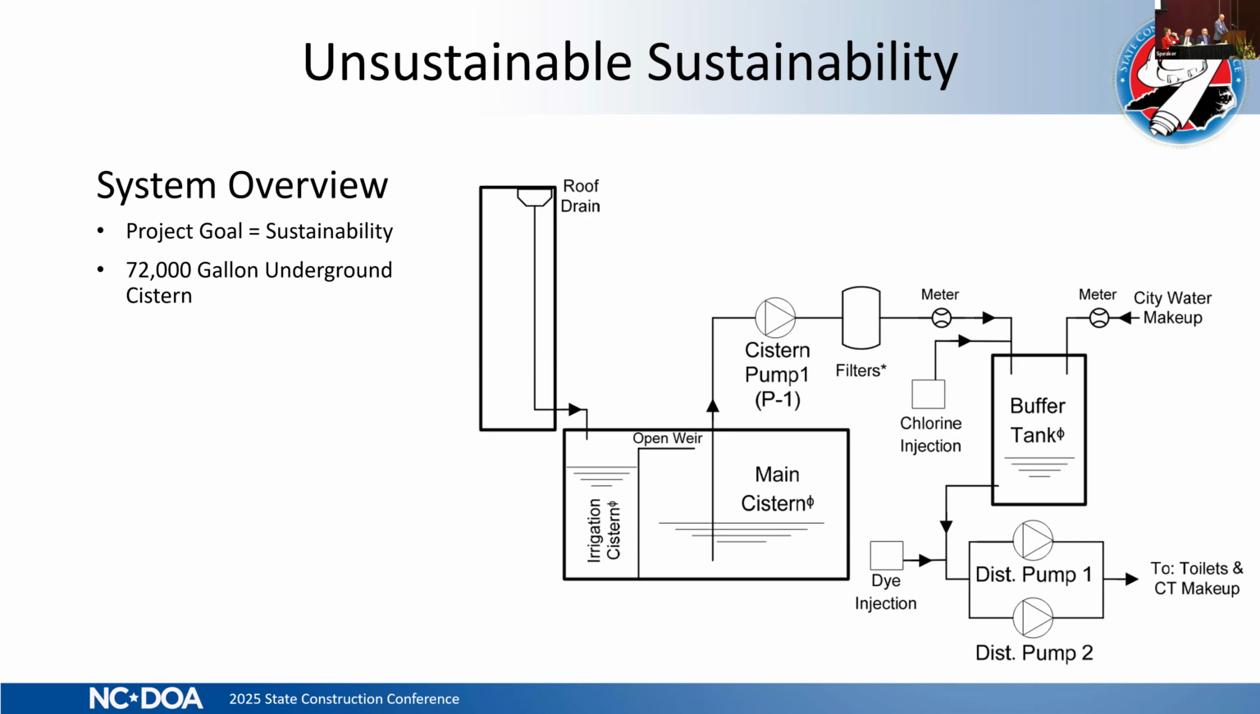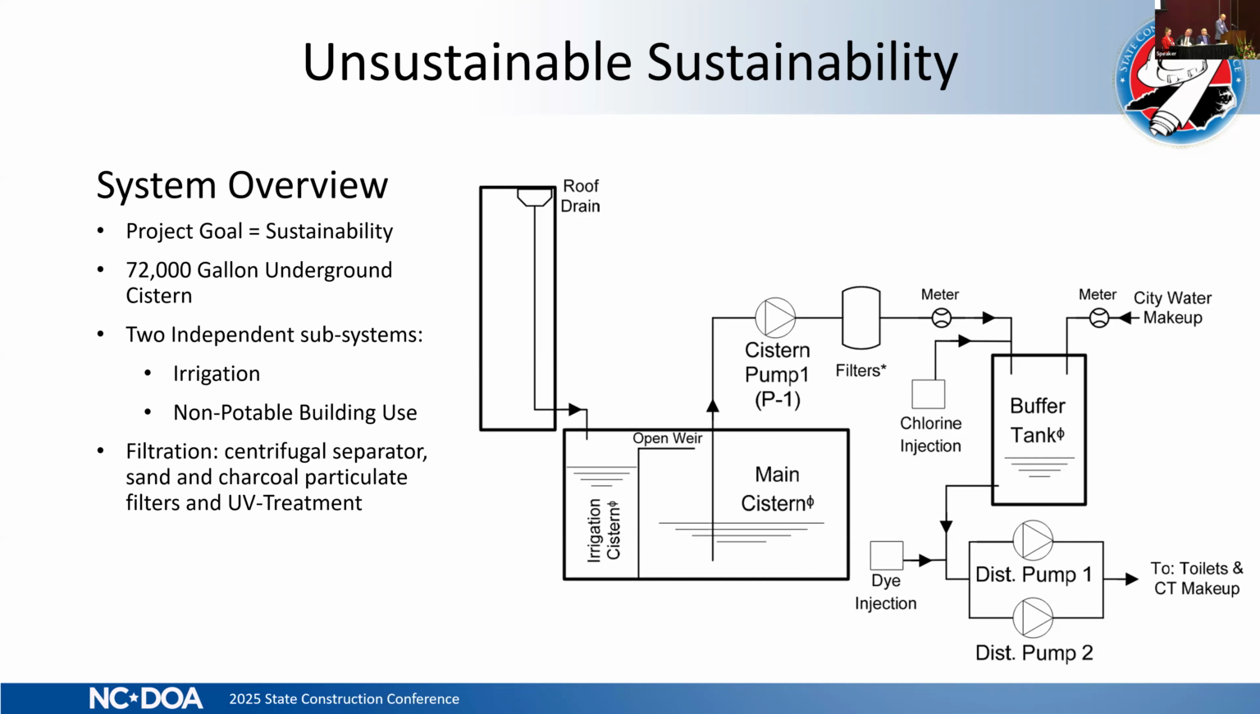At first glance, this system checks a lot of boxes. It reduces potable water use. It's got multiple stages of filtration, UV treatment, and is almost completely automated. However, as we'll see in a minute, it had some design and operational issues that made its long-term sustainability difficult.